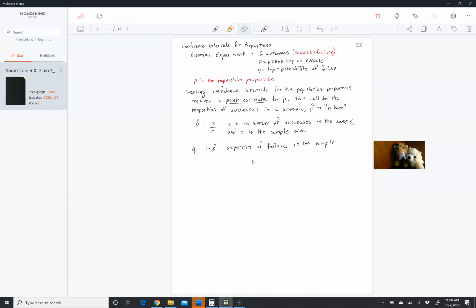And the other thing that we need to do is figure out what the margin of error is. When we create a confidence interval, we're taking the point estimate and we're adding the margin of error and subtracting the margin of error, and that will give us the confidence interval. So the margin of error for a population proportion is a little bit different than the margin of error for the mean.